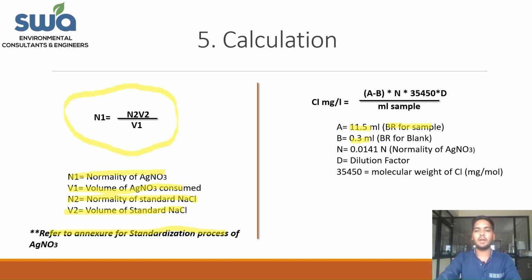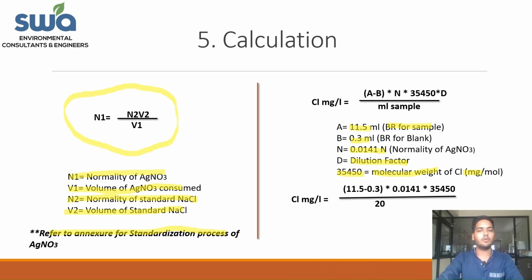The normality we have already standardized, it is 0.0141 N. Dilution factor: we haven't diluted the sample, so we will not apply the dilution factor, but in case you are diluting the sample, you have to add the dilution factor. Then 35450 is the equivalent weight of chloride converted into milligrams. So this is the basic equation.